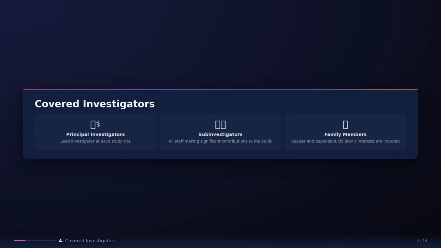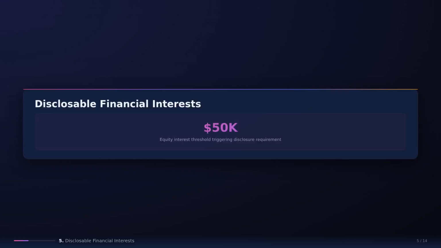Financial disclosure requirements apply to all clinical investigators who participated in studies submitted as part of a marketing application. This includes the principal investigator and all sub-investigators who make significant contributions to the study. The definition extends to the spouse and dependent children of each investigator, as their financial interests are imputed to the investigator. Sponsors must identify each covered investigator and collect financial disclosure information before or during the study, not after data collection is complete. The regulation identifies several categories of financial interests that must be disclosed.